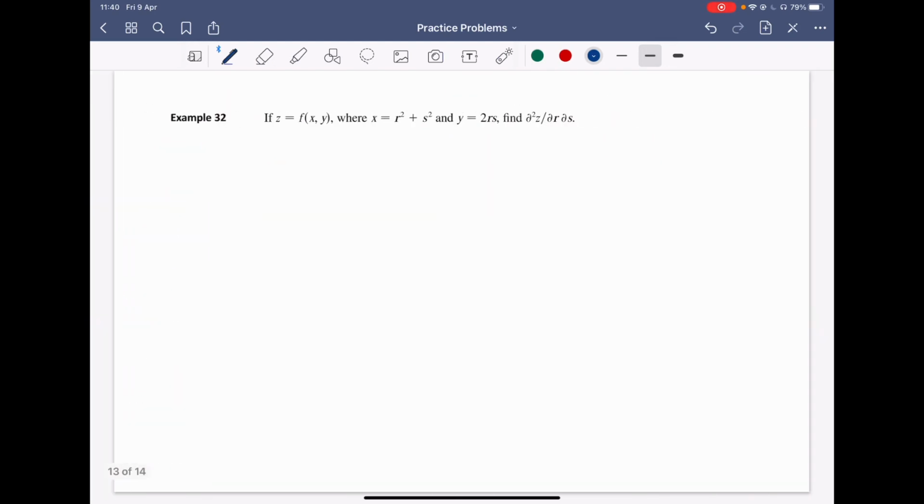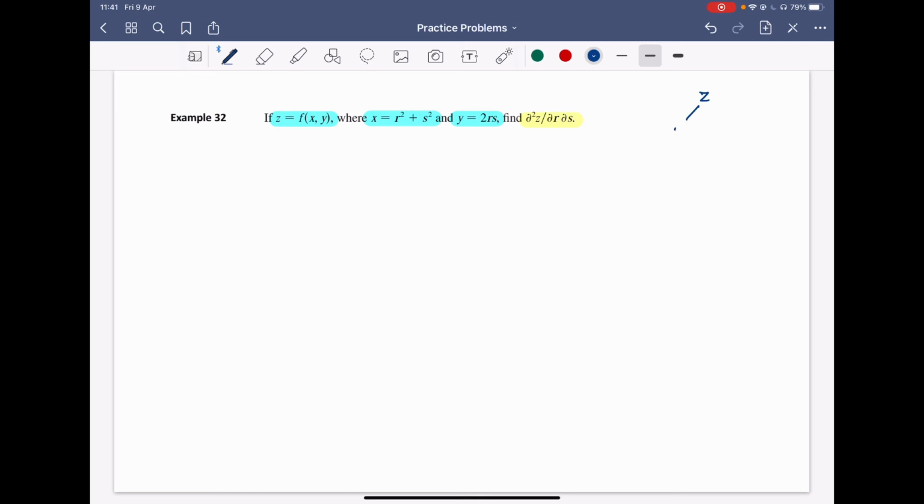So the next one, example 32. We now move to the question that asks you to combine the chain rule and the second order partial derivative. So let's do that. We have c equal to f of x, y, x equal to r squared plus s squared, and y equal to 2rs. The question asks you to compute the second order derivative, with respect to that notation. We're going to look at that notation in a little bit. First of all, we're going to draw a diagram.